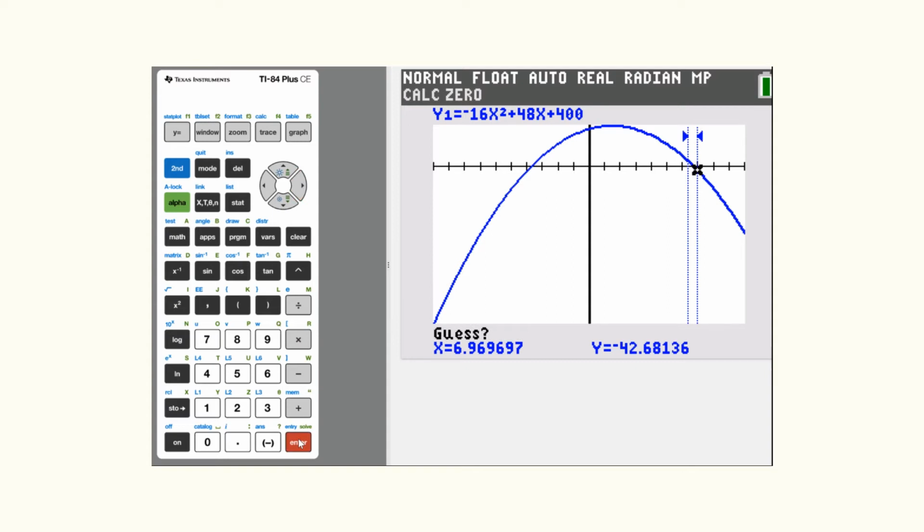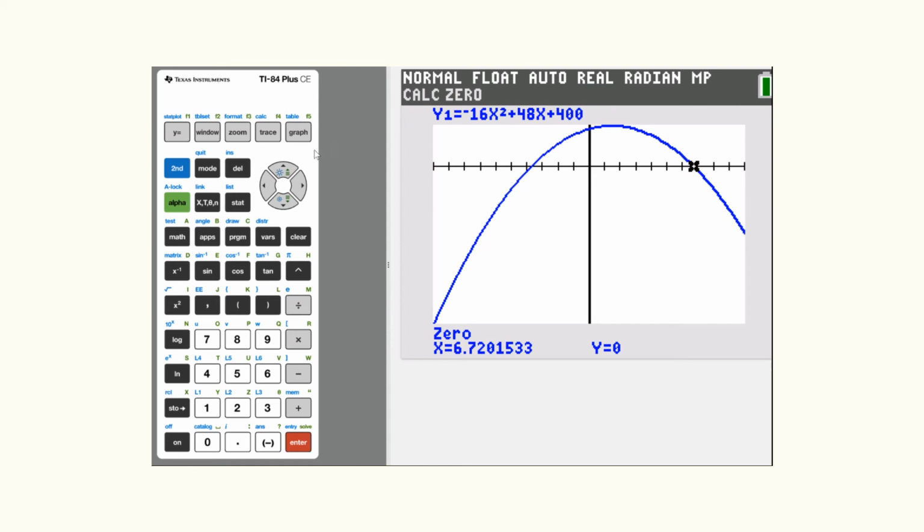And it says, hey, do you want me to guess? And I say, well, why not? Let's just guess. And I can see here that when x is 6.72, or 6.7, let's say, y is equal to 0. So when y is 0, we've hit the ground. And by the model that we had in this equation, it would take 6.7 seconds for this relief package to hit the ground when it is dropped or tossed from a helicopter at 400 feet.